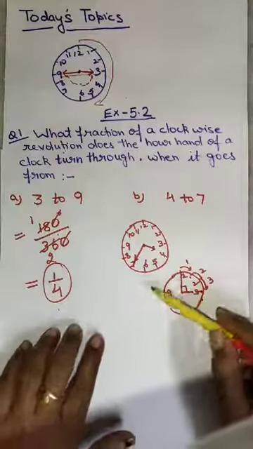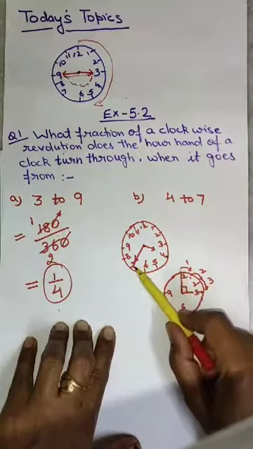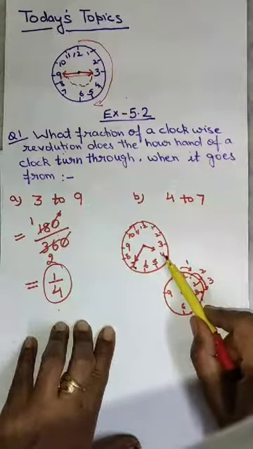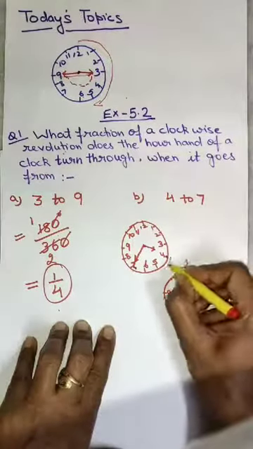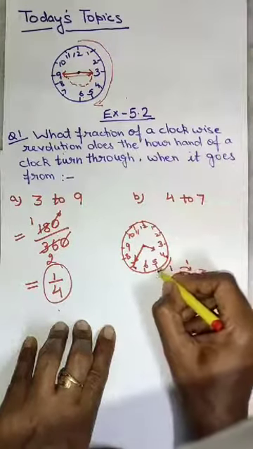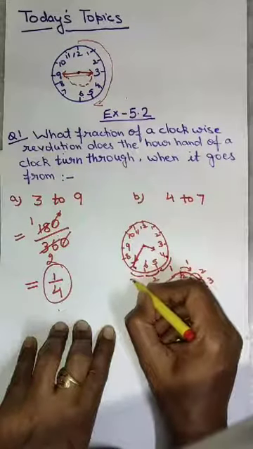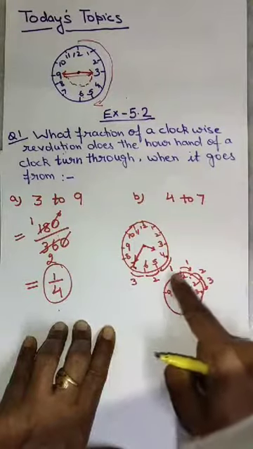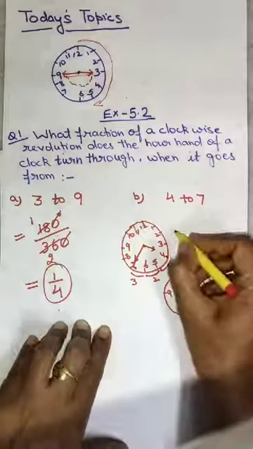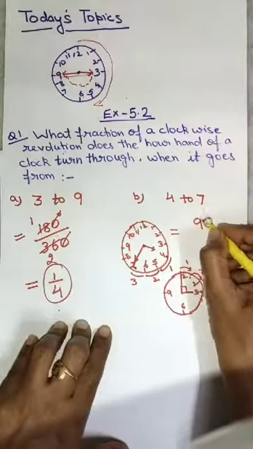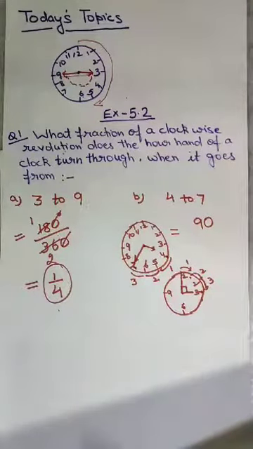Now come back to your question. Now our clock hand is at 4 and it reaches up to 7. See the difference between 4 and 7. How many numbers gap is there? From 4 to 5, 1; 5 to 6, 2; and 6 to 7, 3. See, here also the gap is of 3 numbers. So that means it is making the angle of 90, right angle, because if the gap is of 3 numbers, then it makes a 90-degree angle.